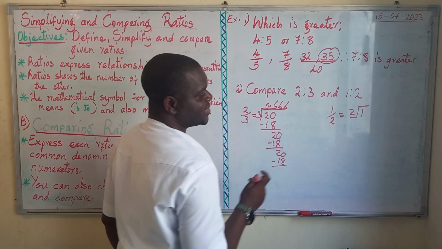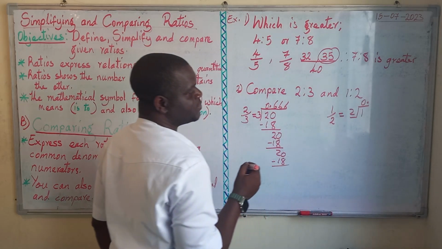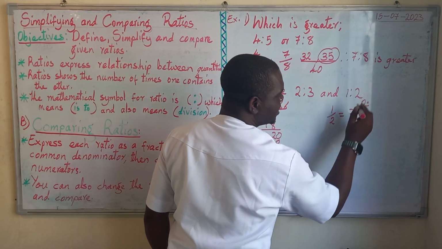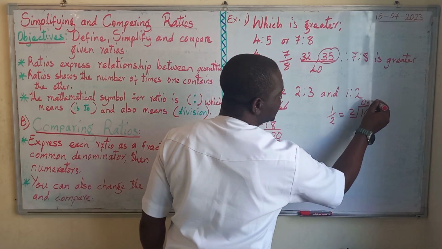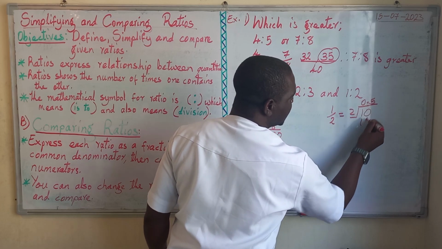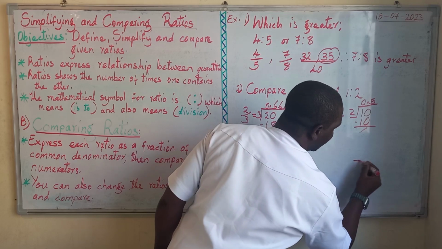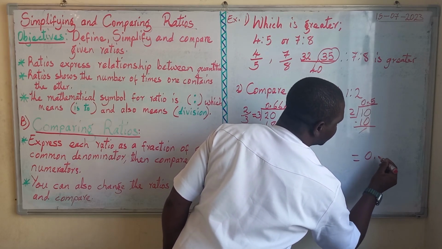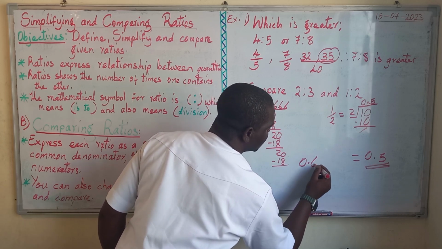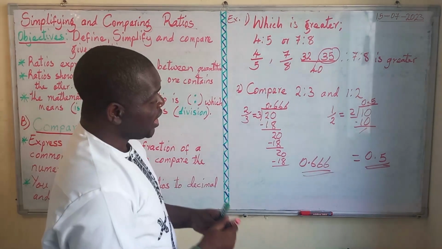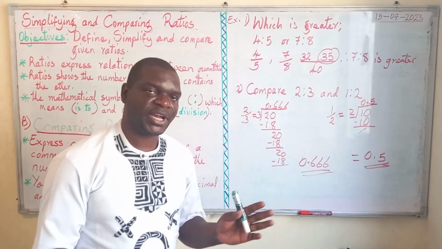1 cannot divide 2 because it's less. So we affix a 0 here and put in our decimal point. Then when we affix the decimal point, we can affix a 0 as well here. 10 divided by 2 is 5 times, and 5 times 2 is 10. If you find the difference is 0, and so our answer at this level is 0.5. While this way, our answer is 0.666. At this level, we can compare these two decimals to see which one is bigger or greater.